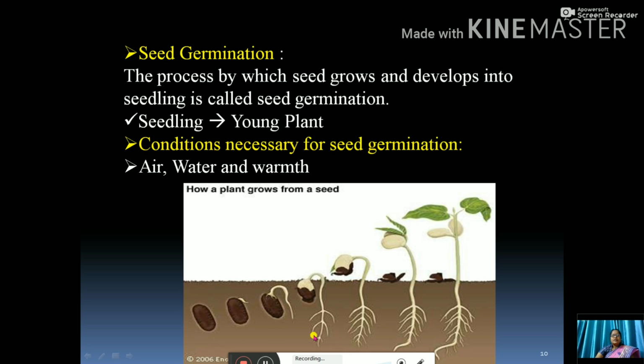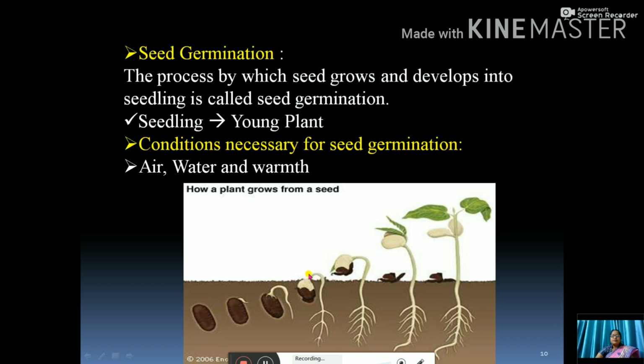These are the stages of germination. You see 1, 2, 3, 4, 5, 6 and 7. Seven stages are shown to you. How is this? The seed is shown inside the soil. After that, it takes air and water from the soil. It starts growing the roots.